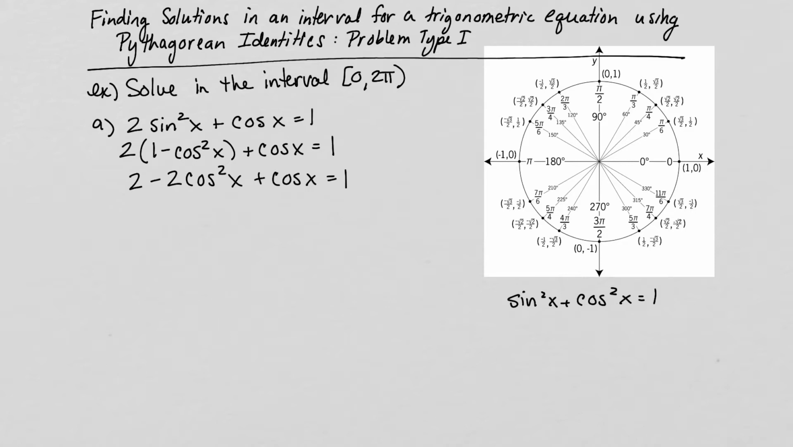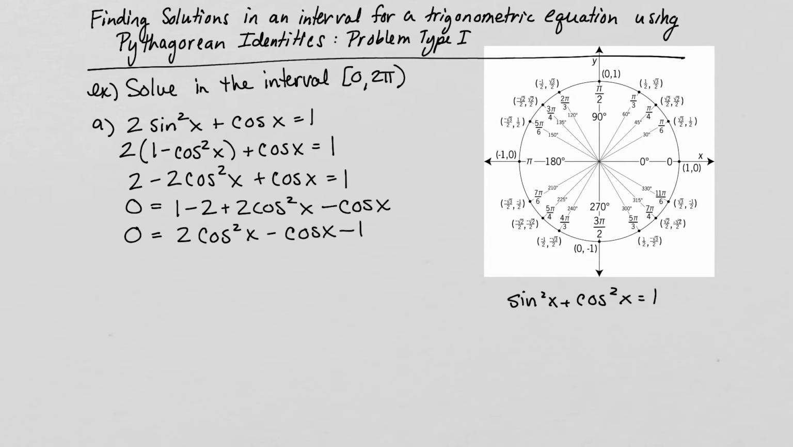And so now I'm at a point where I could bring everything to one side and then be able to factor it. I'm actually going to bring everything over to the right-hand side because it's easier for me to factor if the cosine squared term is positive. So if we subtract everything to the other side, we're going to have 0 is equal to 1 minus 2 plus 2 cosine squared x minus cosine x. So really 0 is equal to 2 cosine squared x minus cosine x minus 1.